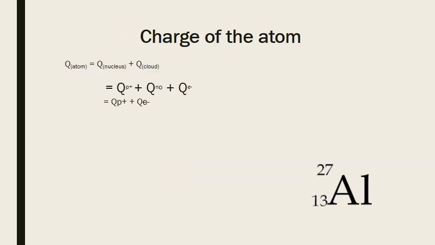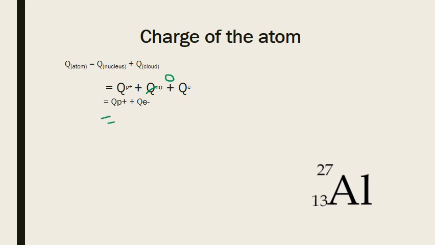We then looked at the charge of the atom. Now remember, the charge of the atom is the charge of the nucleus and the charge of the cloud. So the nucleus contains protons and neutrons, so it's the charge of the protons plus the charge of the neutrons, and the electron cloud contains electrons. So remember that the charge of the neutrons is always 0, so it boils down to charge of the proton plus charge of the electrons.